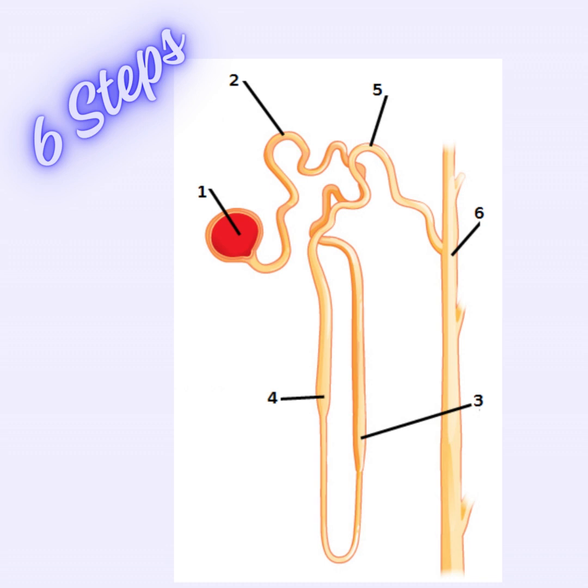And then we turn and we go up, and we're ascending now. So this is the ascending at number 4, the ascending limb of the loop of Henle. And it's permeable to salts, but it's not permeable to water. So it pulls sodium and chloride from the filtrate.